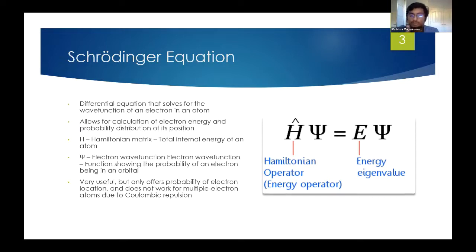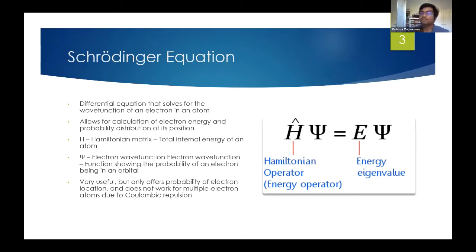So the total sum of its potential and kinetic energy, the internal energy, that's what is represented as the Hamiltonian operator. Your E, on the other hand, and that's what we are also trying to solve for, that's what we call your eigenvalues, which is of course a linear algebra term, but in essence, that's going to be all of the energies of each one of your electrons in the atom. And your psi there, that's what we call our electron wave function.